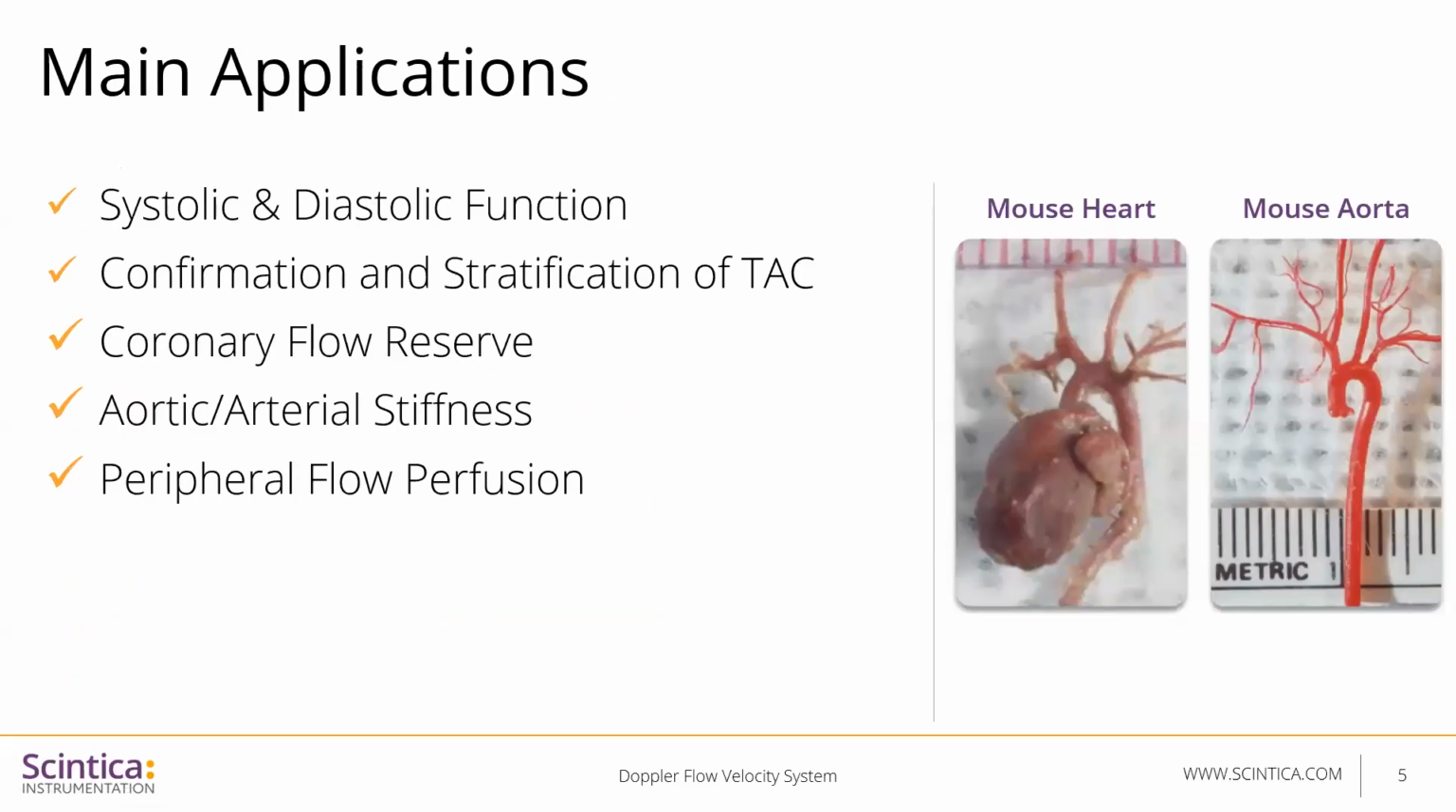So today, like I said, we're going to talk about systolic and diastolic function. As we take a look at either the aortic arch or the carotid arteries, we'll talk about how we can use the Doppler flow to confirm and stratify different surgical models such as TAC, or transverse aortic constriction. We will look at coronary flow, and that can be used to look at coronary flow reserve. We'll look at pulse wave Doppler as a measure of arterial stiffness. And then we'll look at some peripheral vessels to look at flow in those as well.